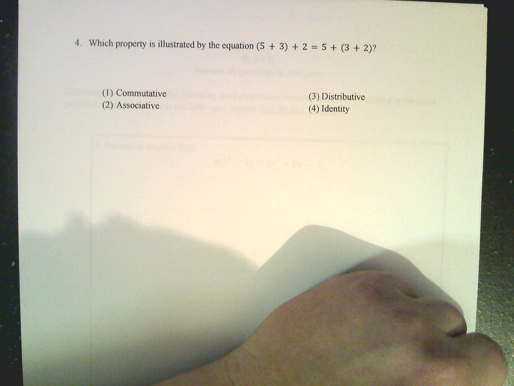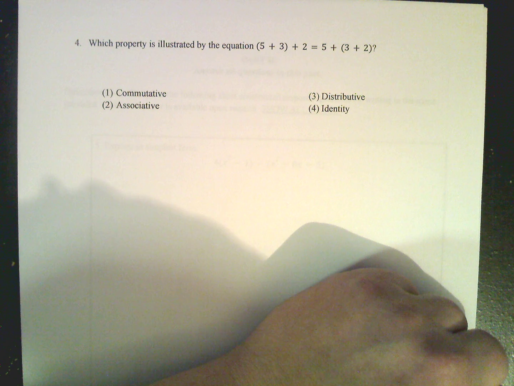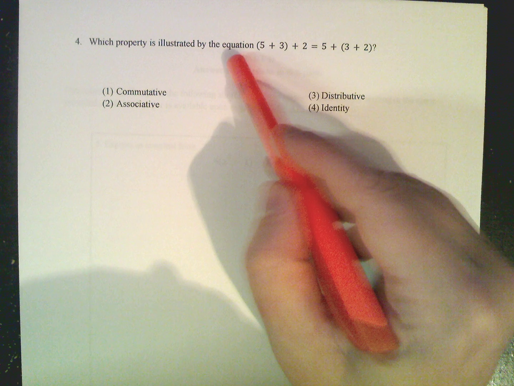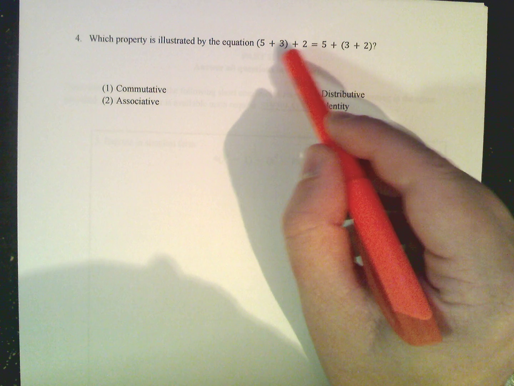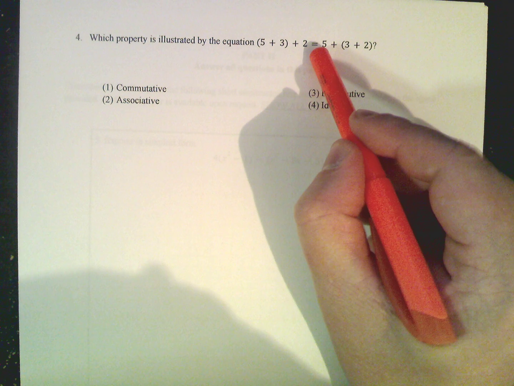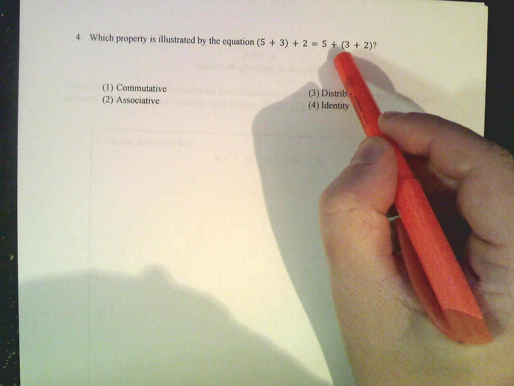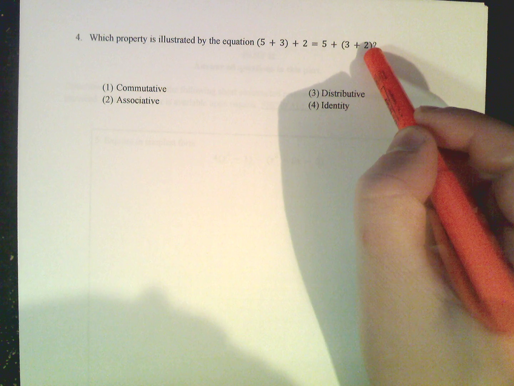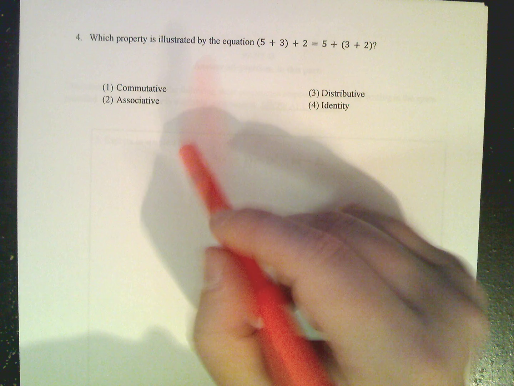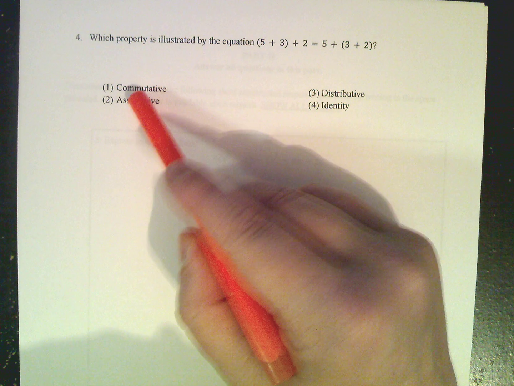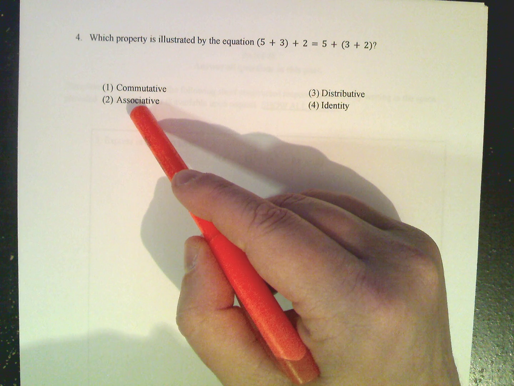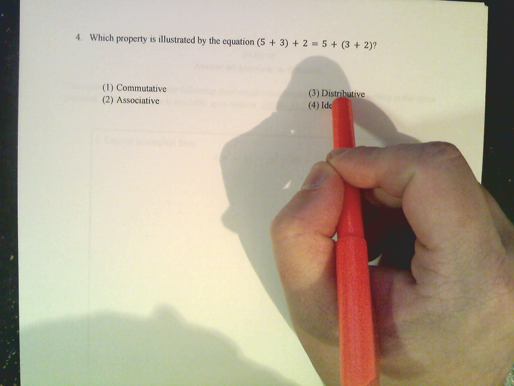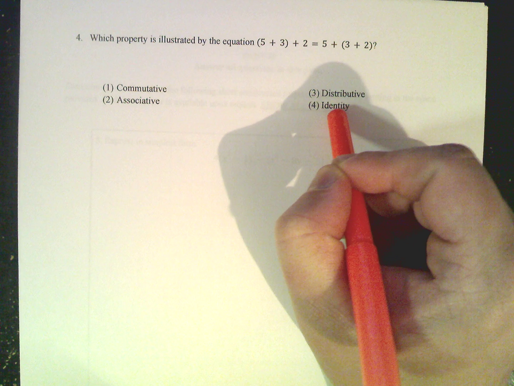Question 4. It says, which property is illustrated by the equation, parentheses, 5 plus 3, close parentheses, plus 2, is equal to 5 plus, parentheses, 3 plus 2, close parentheses. Your choices are 1, commutative, 2, associative, 3, distributive, and 4, identity. So that is the end of part 1.